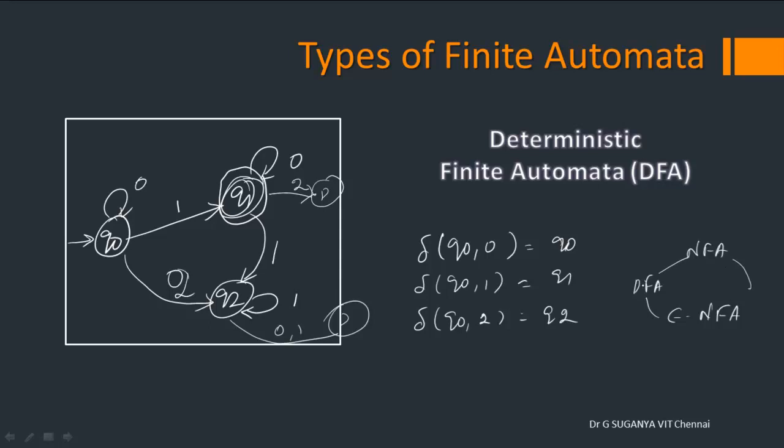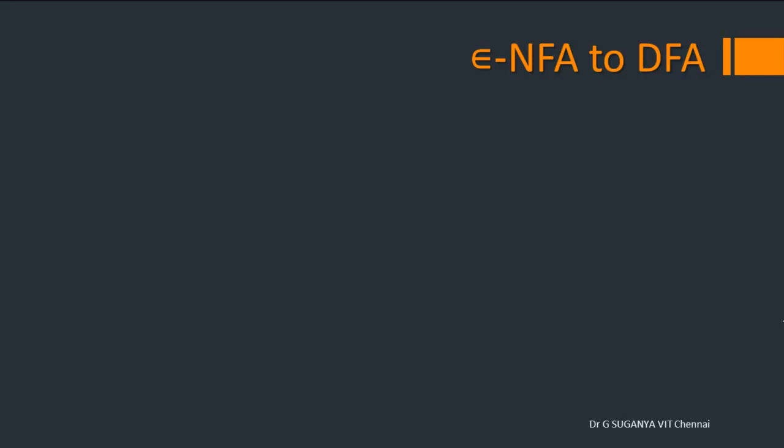So an NFA should be converted to a DFA, which we have already seen in one video through a procedure called subset construction. An epsilon NFA should be converted to a DFA either directly, by using the same subset construction, or you can go through this route: an epsilon NFA can first be converted to an NFA, then to a DFA. Come, let's see how to convert an epsilon NFA into a DFA.